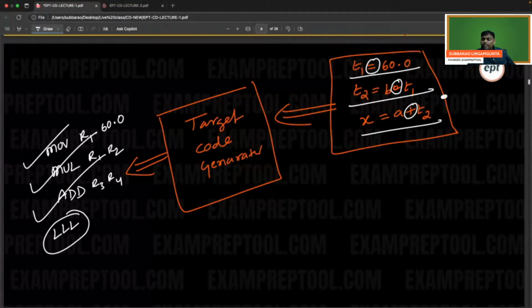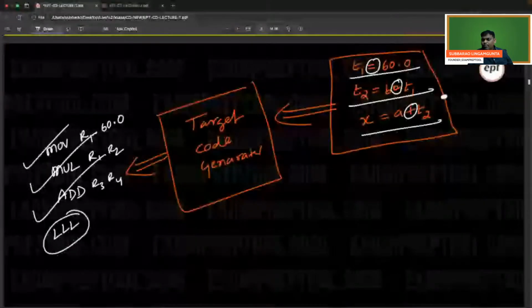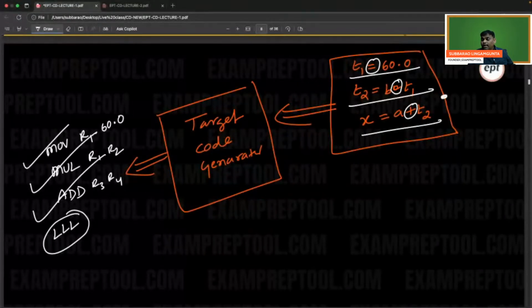So that's what I'm saying. Something related to type means semantic analyzer. Type mismatch means type only. Related to type, semantic analyzer only.